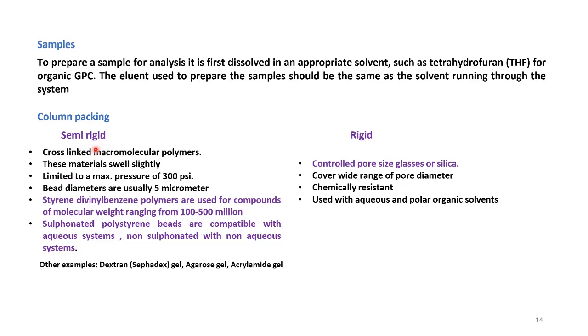So as I told you, we have to first dissolve it in an appropriate solvent, and that solvent is the same as the mobile phase solvent which we are using. And the column packings are sometimes rigid or semi-rigid. The rigid ones have silica glasses with controlled pore size, and these are used for aqueous and non-polar and polar organic solvents. Then we have semi-rigid, which uses cross-linked macromolecular polymers, with a limited pressure of around 300 psi, and these sometimes swell slightly because they are polymers. So these different polymers can be used for this kind of column packing.